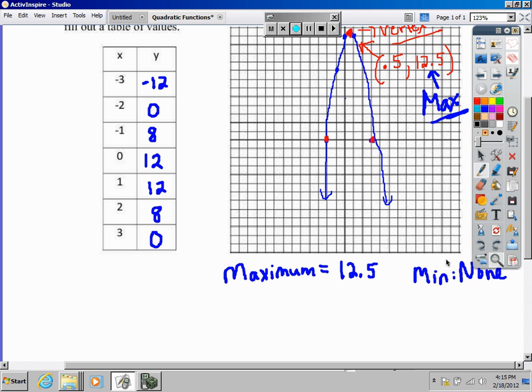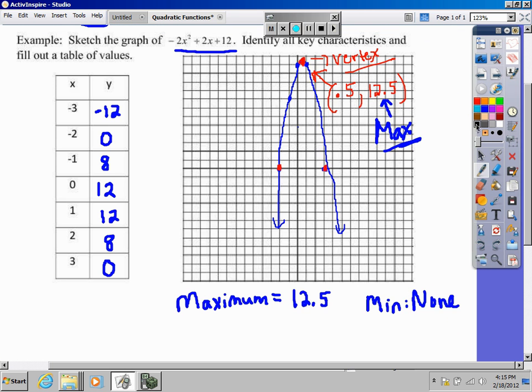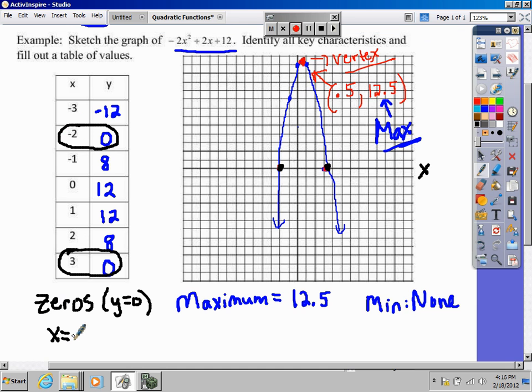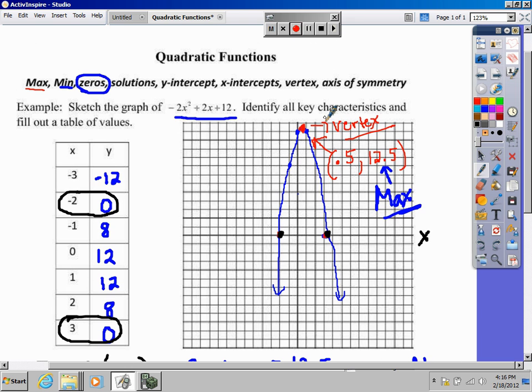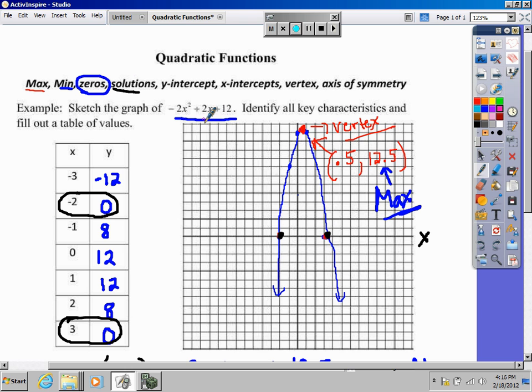The other thing we need to identify would be the zeros. Okay, the zeros are basically when y equals 0. So when I talk about the actual zeros, what I could do is simply look at my table or look at the graph. So the zeros are going to be when y equals 0. So when I look at this, it's where it crosses the x-axis. So this is my x-axis right here, and that's also on my table. It's when y equals 0. So that's when x equals -2 and 3. Those are my zeros for the function.